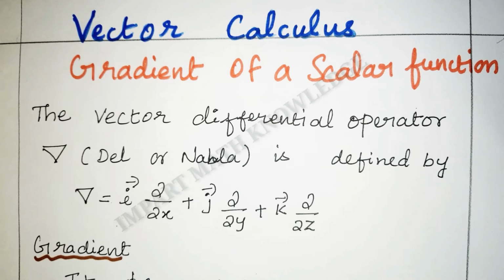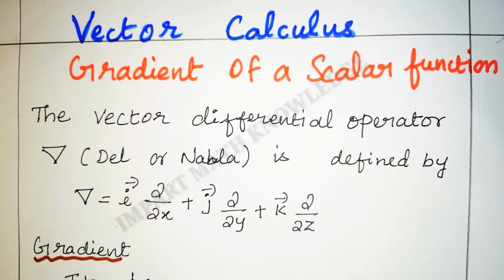This video is about gradient of a scalar function from vector calculus. The vector differential operator is denoted by the symbol del or nabla, and it is defined by del is equal to i vector dou by dou x plus j vector dou by dou y plus k vector dou by dou z.